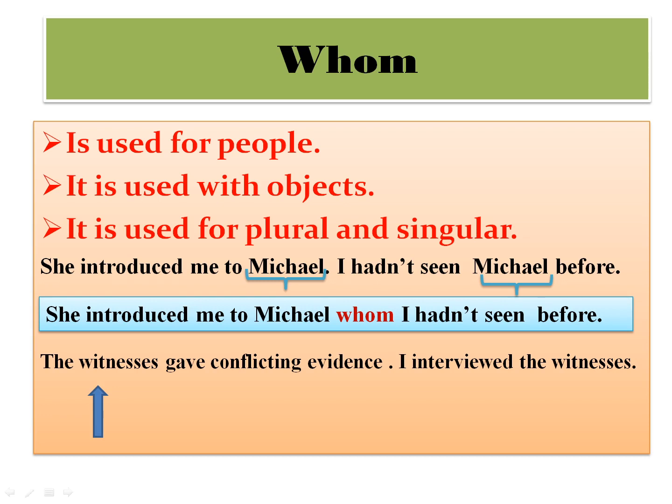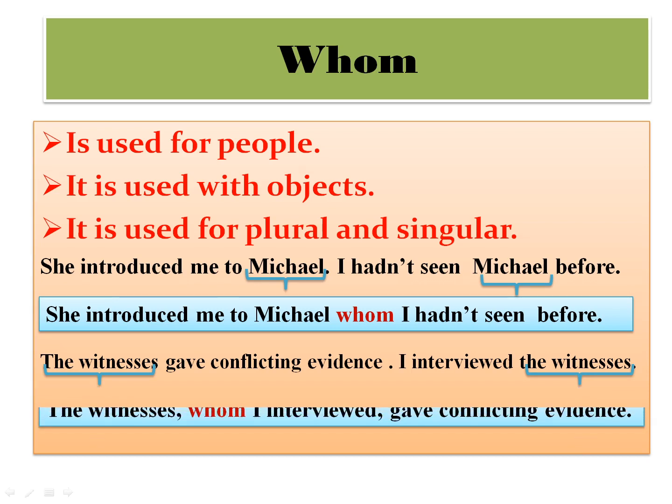Second sentence. The witnesses gave conflicting evidence. I interviewed the witnesses. Great. So here is repetition of the witnesses and the witnesses in the second sentence. In the first sentence, the witnesses is the subject of the sentence, and in the second one, it is the object. Now we're going to use the sentence and say: the witnesses, whom I interviewed, gave conflicting evidence. Great. Let's move on.